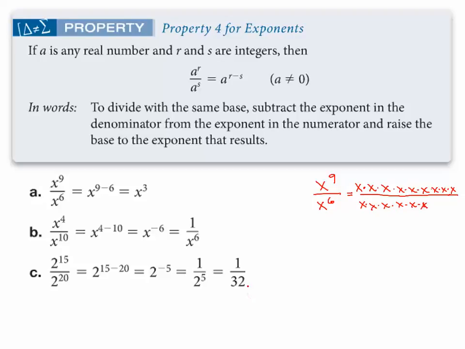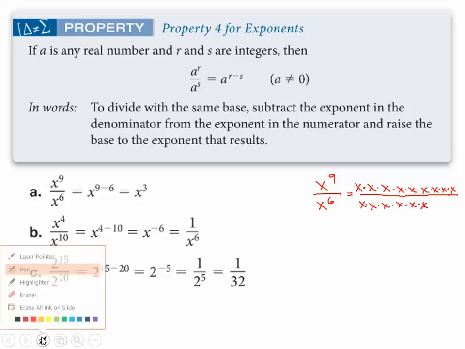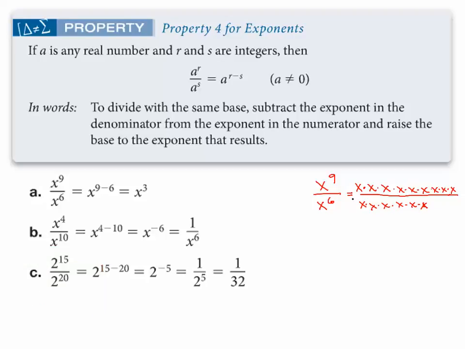That good? But we also know from fractions here, if you have the same exact number on top, same exact number on the bottom, these will cancel each other out each time, right? So if that's the case, each of the x's cancel, cancel, cancel, and what am I left with? I'm just left with x to the 3rd.